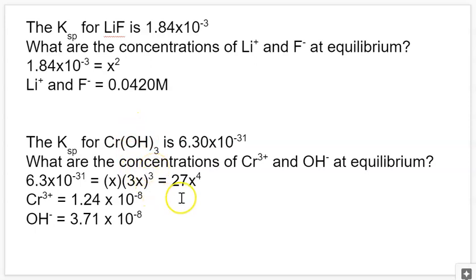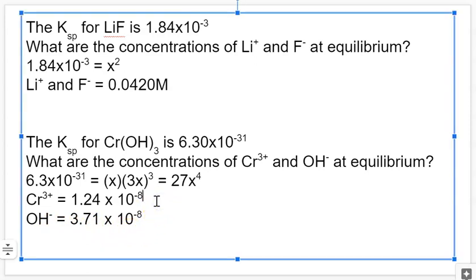And this is going to end up equaling 27x to the fourth power, because the 3 is going to cube the 3 to make 27, and then also cube the x to make x cubed, and then also times another x will give us x to the fourth power. And then we can solve for x, which in this case is going to be 1.24 times 10 to the negative 8. And then we can multiply that by 3 to get 3.71 times 10 to the negative 8, which will be the hydroxide ion concentration. And once again, these are in units of molar.